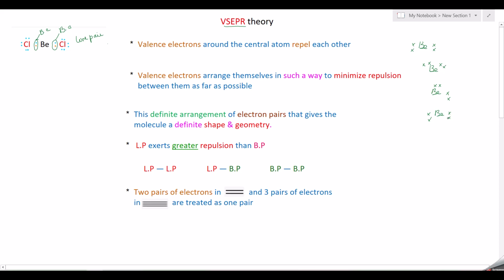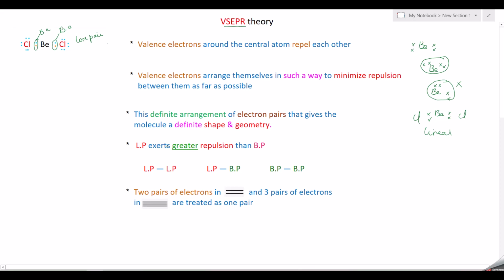They will arrange in that way to minimize the repulsion and maximize the distance apart. So in this arrangement there will be more repulsion, and in this one also there will be more repulsion because they are very close to each other. But here they are very far away, so there will be minimum repulsion. So these two electron pairs arrange themselves in this way to minimize the repulsion. This arrangement gives the shape or geometry of the molecule. In this case, beryllium chloride gets a linear shape or linear geometry.